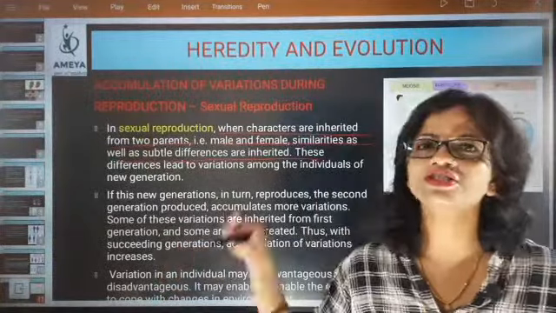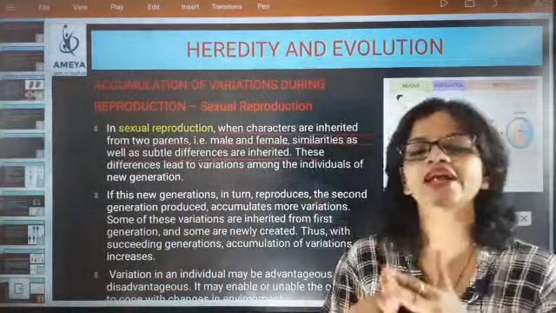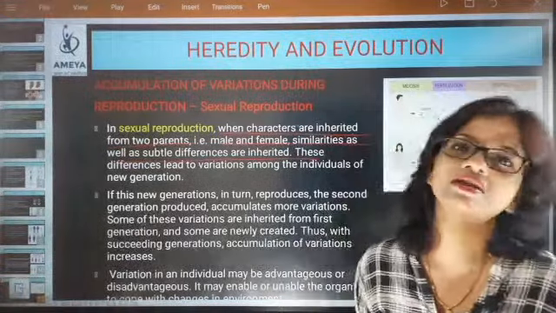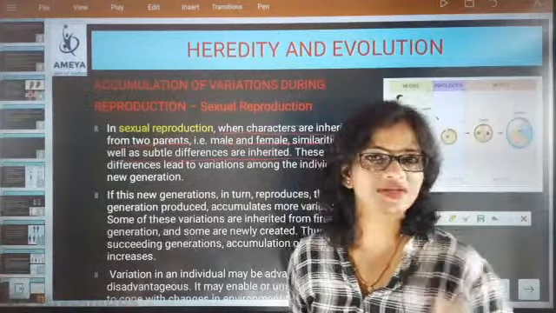Similarities means what is similar between both father and mother, the common similarities that will be inherited by the child. Like father's eye color is black, mother's eye color is also black, that means the child's eye color will also be black. So that is one similarity.